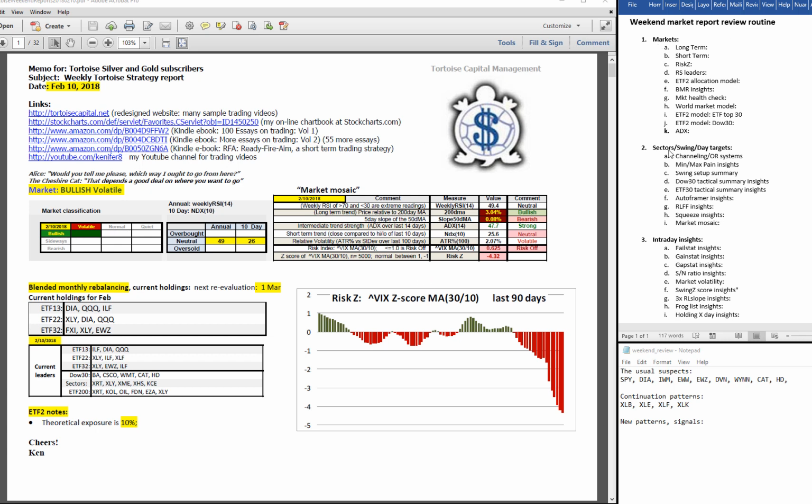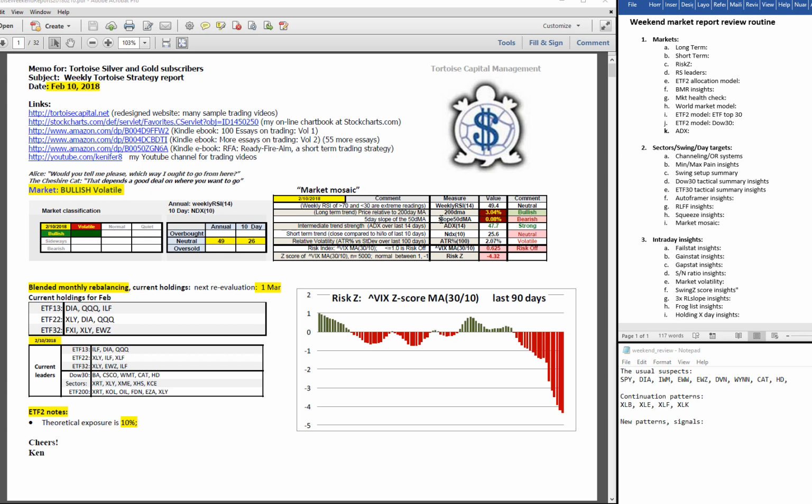Starting with the markets, then I look at sectors and then swing trades and day targets, and then I zero in on intraday insights for detailed preparation. So, bullish volatile conditions for market classification. Long-term annual market condition using weekly RSI 14 is in the middle of neutral, overbought, oversold. Short term, we are in the middle of neutral also. Actually, more like the lower end of neutral.